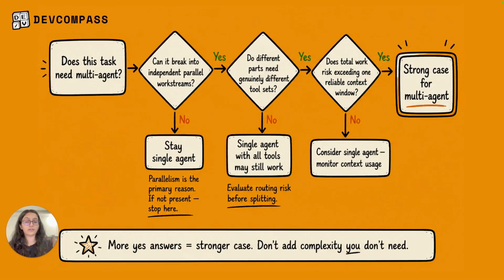And the third check: does the total work risk exceeding the reliable capacity of a single context window? If the task is super short and focused, one context window is fine. If it is long, complex, and involves large amounts of retrieved data, multiple focused contexts are more reliable so that it does not get lost in long conversations. So if all three answers are yes, that's a super strong case for multi-agent. If one or two yes answers, evaluate the trade-offs. And if it is all no, please stay single agent. Don't add complexity to what you really don't need.